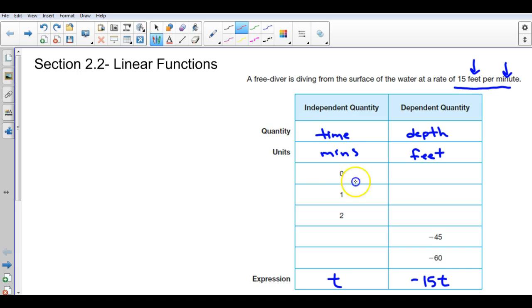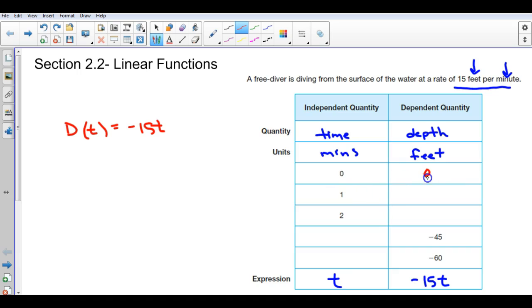So let's go back to just substituting values in. If I write a function for this, I'm going to say that depth as a function of time would represent the negative 15t. So I know that if they're under there for 0 minutes, it'd be 0. If they're under there for 1 minute, they'd be 15 feet. So start filling in values.